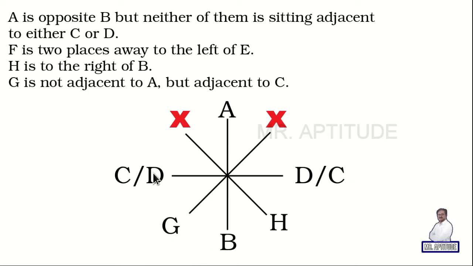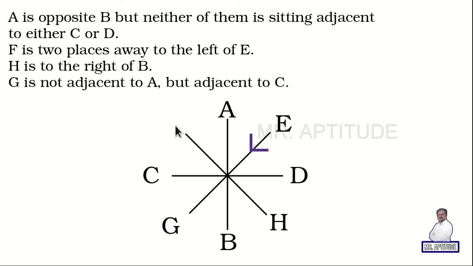You are given that G is not adjacent to A but adjacent to C. As G is sitting adjacent to C, this person should be C now. So as it's C, this person should be D. Now we are left with 2 places and 2 members, F and E. You are given that F is 2 places away to the left of E. Now one can definitely say that exactly one between these two is E and the other is F.